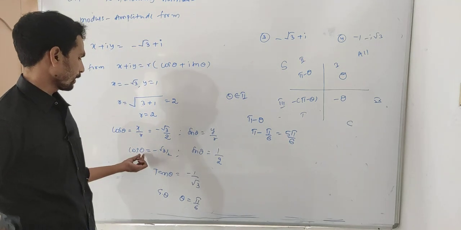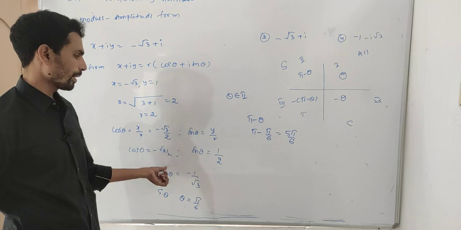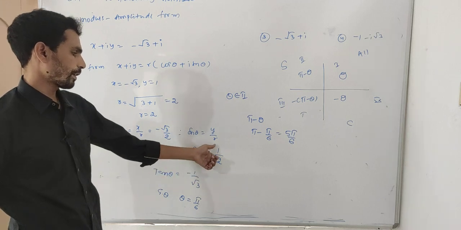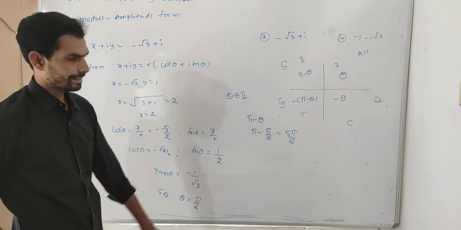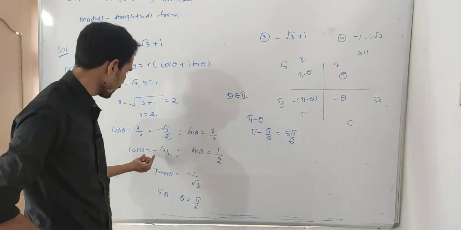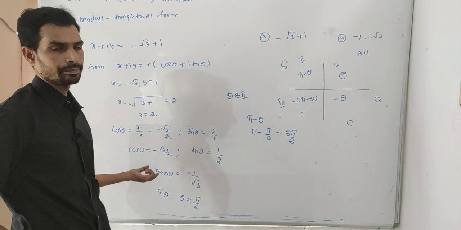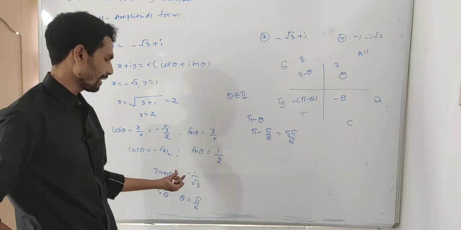We get cos of 5 pi by 6 value minus root 3 by 2, sin of 5 pi by 6 value 1 by 2, tan of 5 pi by 6 value minus 1 by root 3. The single theta satisfies the three trigonometric functions: cos theta, sin theta, and tan theta.